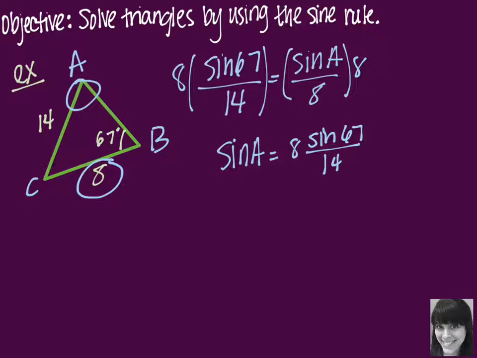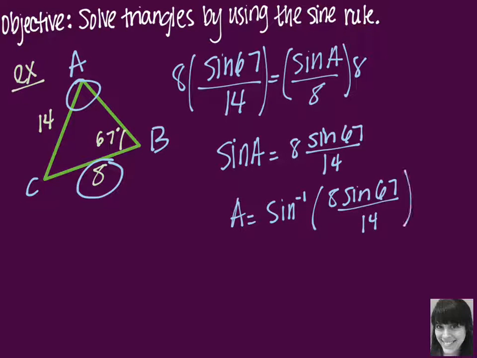And then you want to get A by itself, so you're going to take the inverse sine of both sides. So you have A equals inverse sine of 8 sine 67 over 14. And when you plug this into the calculator, you will get 32 after you round, 31.7358.